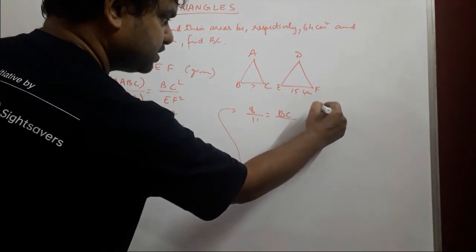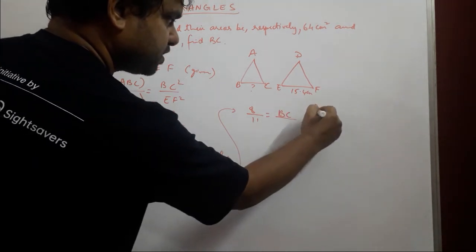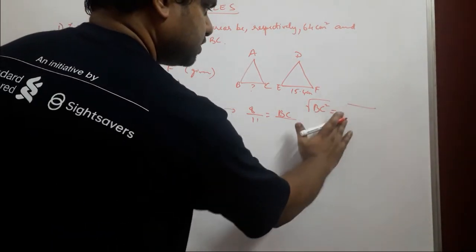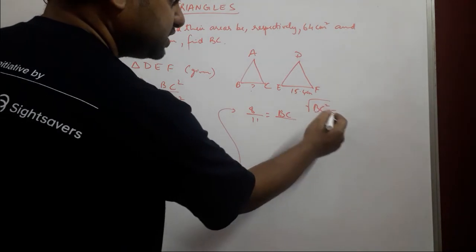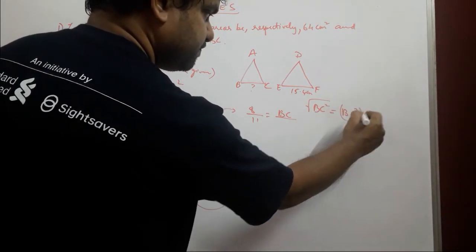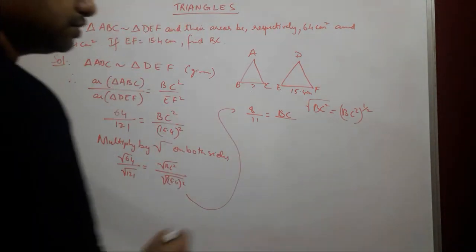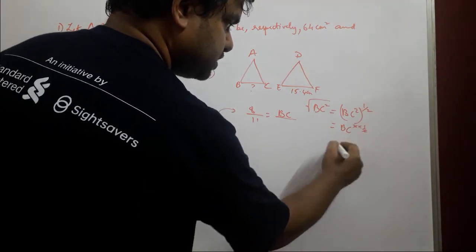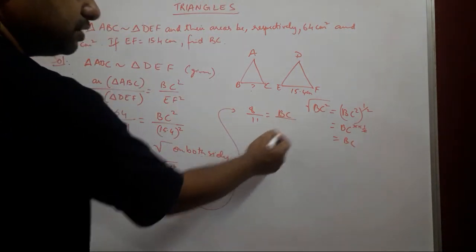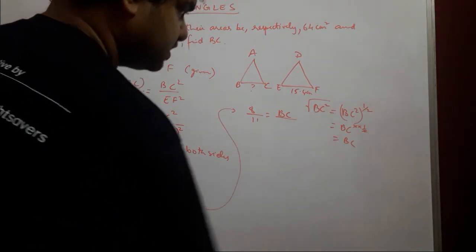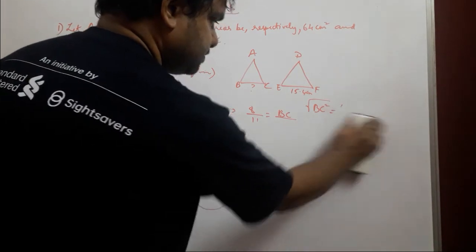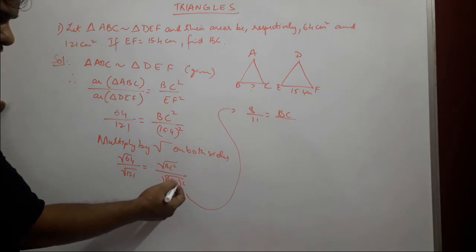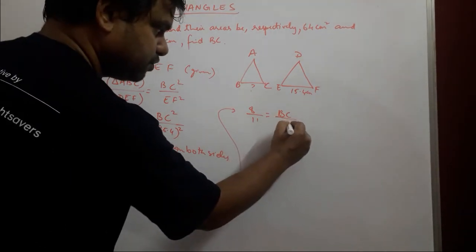To show you: BC square under a square root can be written as BC square, whole thing raised to half. If we multiply the powers, this will be BC to the power 2 into half. The 2 and 2 cancel, we are left with BC, and that's why we get BC over here. I'll just erase this part; this is just for your understanding. Then the square root of 15.4 whole square will give us just 15.4.